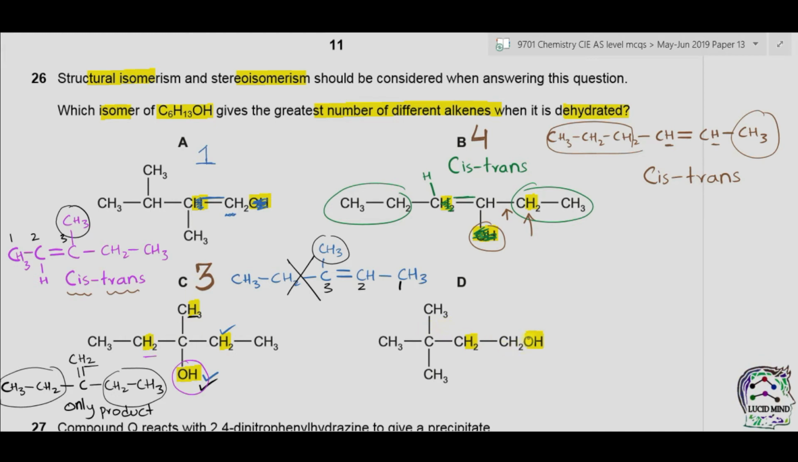Now moving towards D, OH is removed from this carbon, one hydrogen is removed from this carbon, and there will be a double bond present. As we can see that with this double bonded carbon both hydrogen atoms are present, so cis-trans is not possible. This will be the only product that is possible. So in D we only have one product that is obtained. Similarly in A we only had one product. The answer is therefore B.